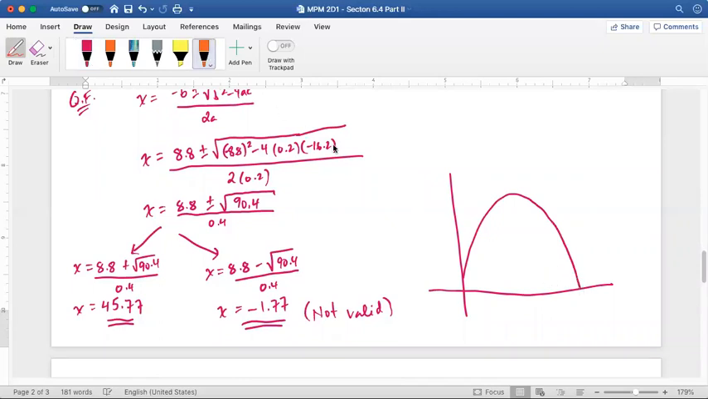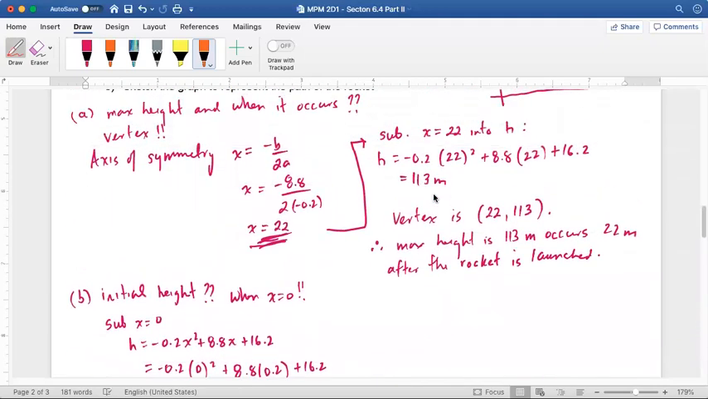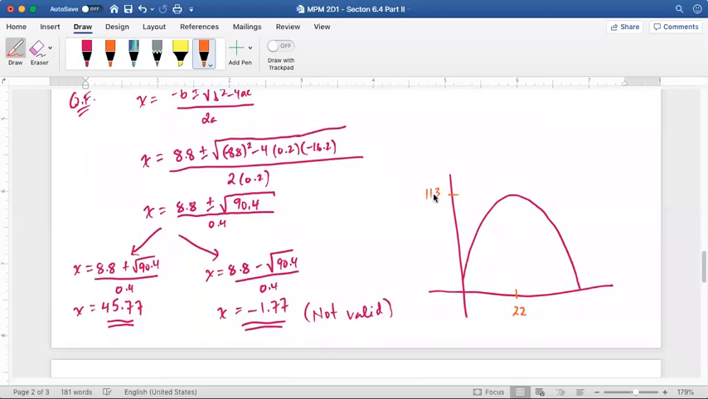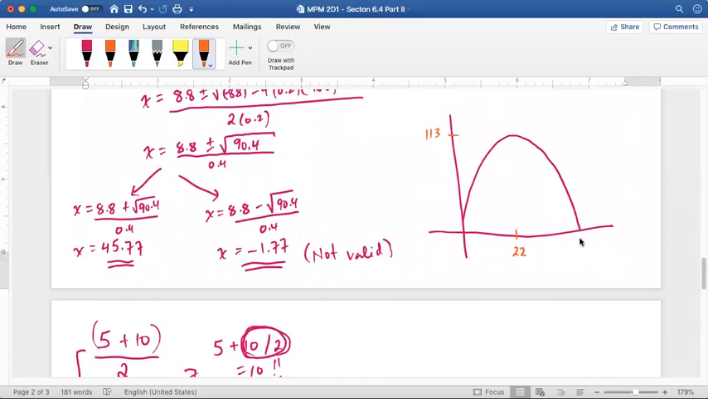So over here now, I'm going to say, okay, this is 22. This is 113. Where on earth did those come from? That came from right there, my vertex. And then, of course, over here, this is 45.77. Okay, and this is 16.2. Do you notice that I am not drawing this to scale? So this is the height, h in meters, and this is the distance, x in meters as well.